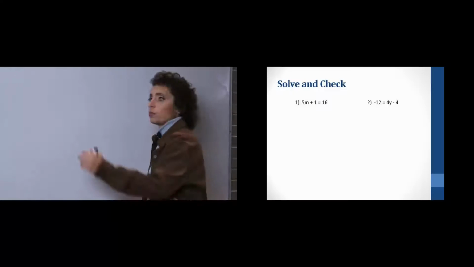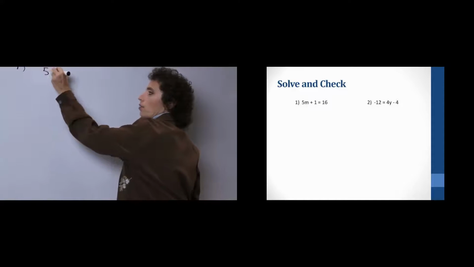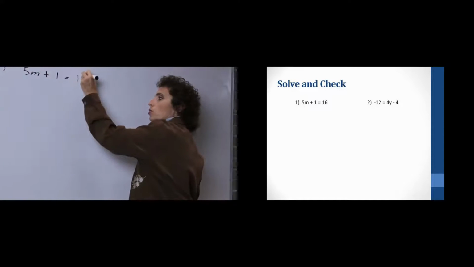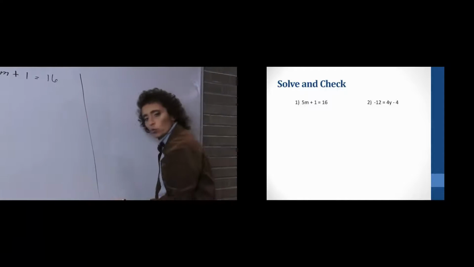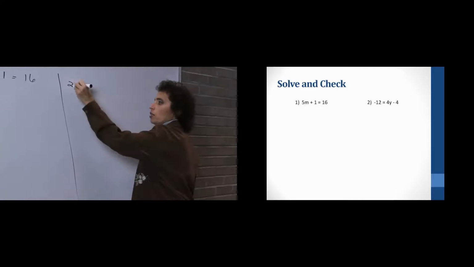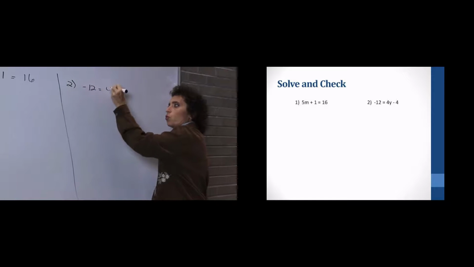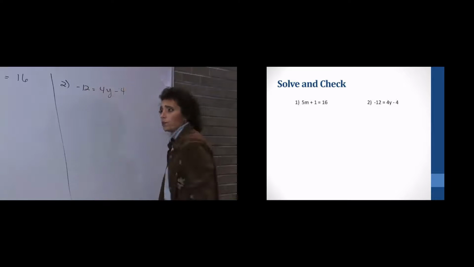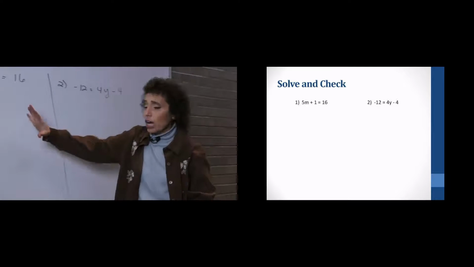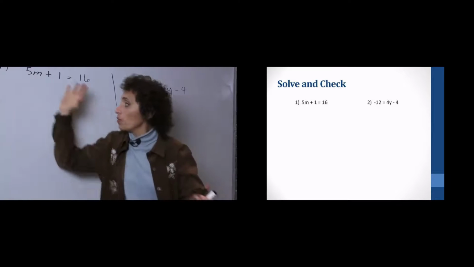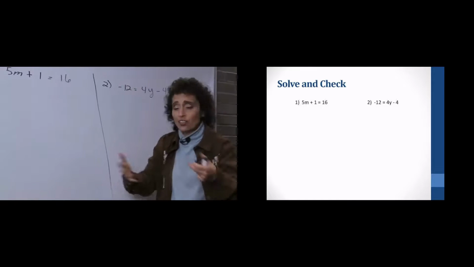Okay, let's look at number 1. 5M plus 1 equals 16. That's the first one you see in your workbook. And the second one, negative 12 equals 4y minus 4. Okay, I'm going to start here. I want all the variables, still in the equation, all the variables on one side, numbers on the other. So again, the same procedure.